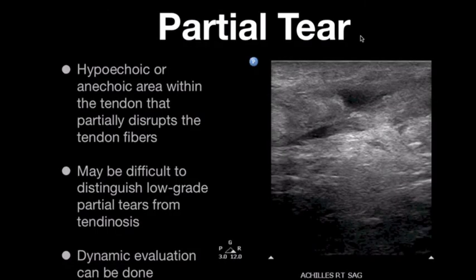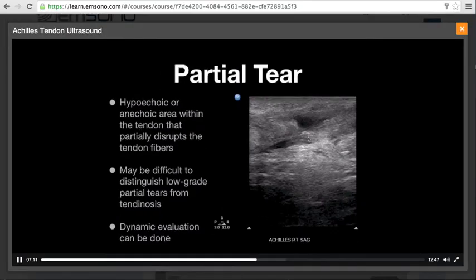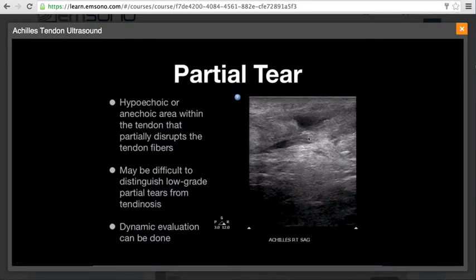Partial tears will be hypoechoic or anechoic areas within the tendon where the tendon is partially disrupted. And it may be difficult to distinguish low-grade partial tears from tendinosis. Dynamic evaluation can be done to assess for this. But here was a patient who had a partial tear of their Achilles tendon.